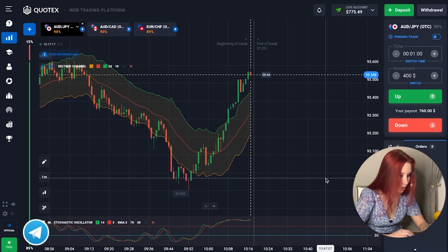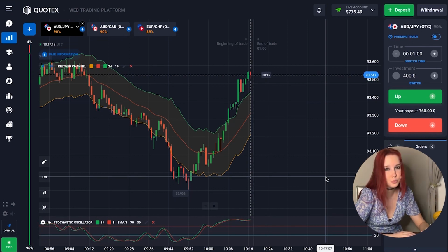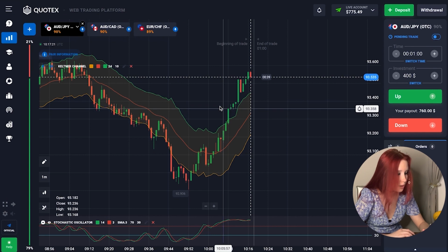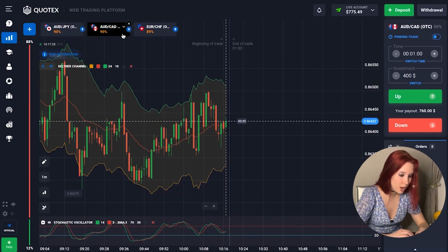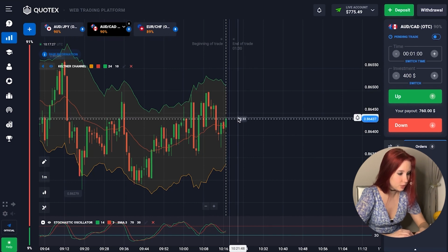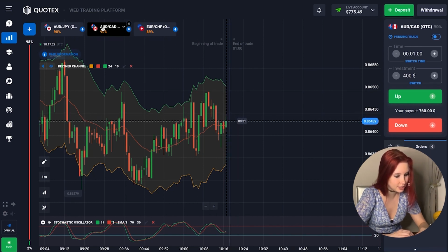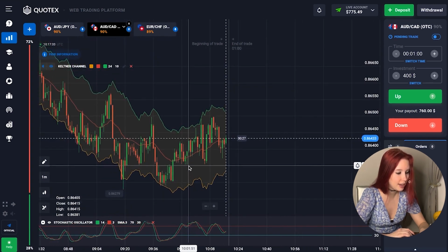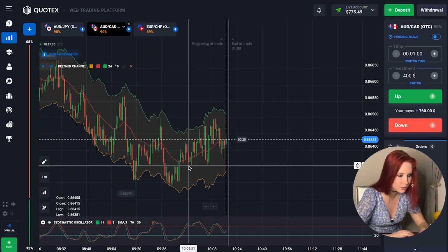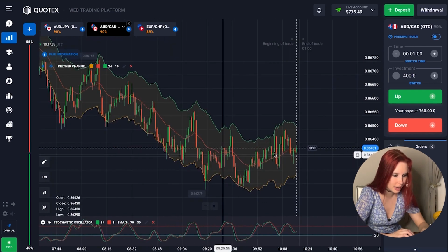And now I'll continue overclocking with my deposit. I just want to show you that everything's possible, even overclocking a deposit from 20 bucks. So let's go to the second currency pair, which is Australian dollar and Canadian dollar. Almost each currency pair now has more than 90% payout. And look, this is really crazy volatility on the market.